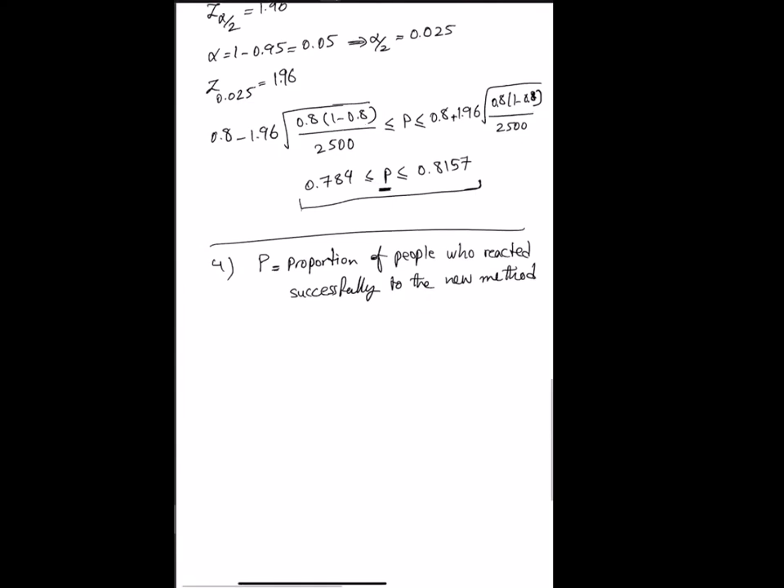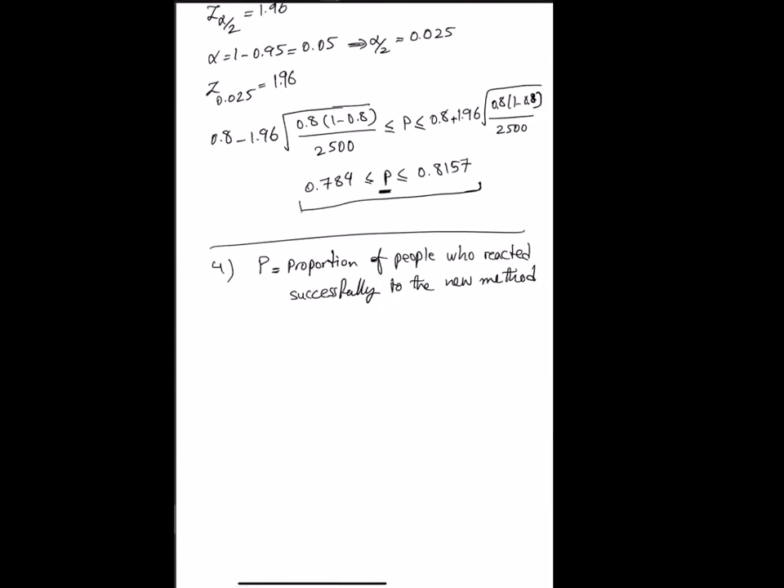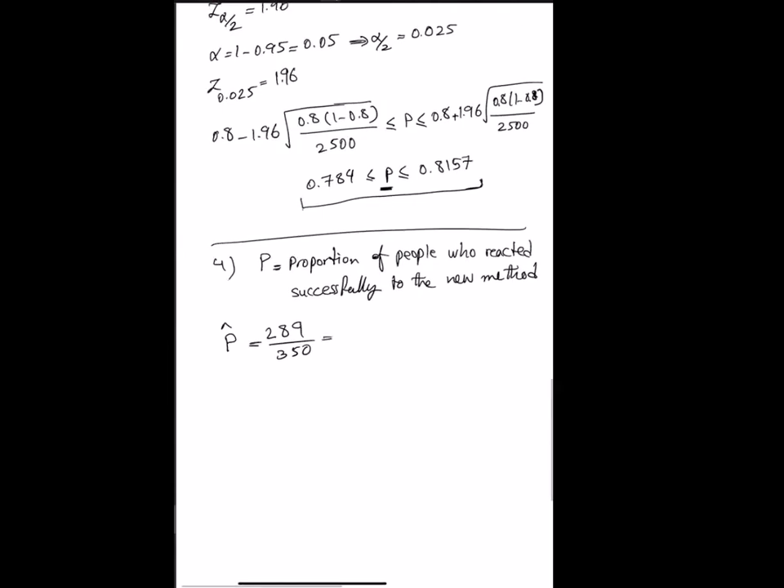So I don't know who answered 289 over 350, but what is this value? What is the notation I have for this? The sample proportion? P hat, exactly. That's the sample proportion. 289 out of 350 patients have reacted successfully to this new intervention. So that's going to be 0.826.